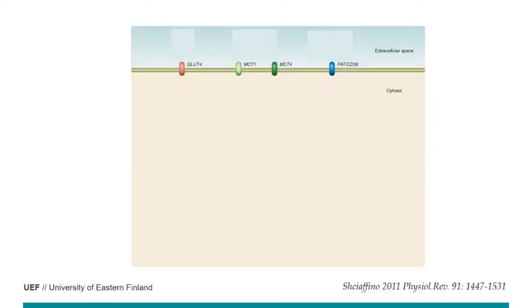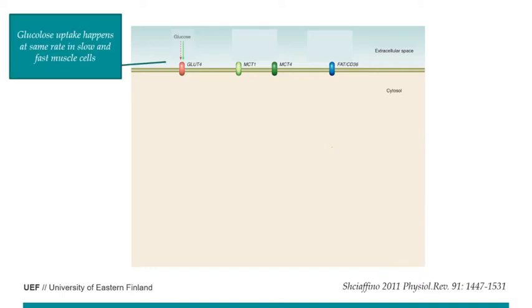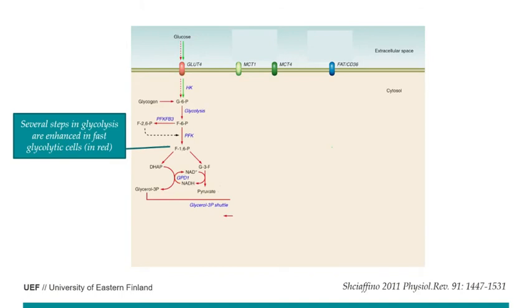Okay, if we have now glycolytic cell and oxidative cell, they must have some differences in their pathways. Some mechanisms are operating better in one or another. Well, the glucose uptake is working in quite much the same rate. They have the same glucose transporter on the membrane to uptake the glucose from the circulation. But these glycolytic cells are more efficient in several steps of the glycolysis, and that's why these arrows are in red.